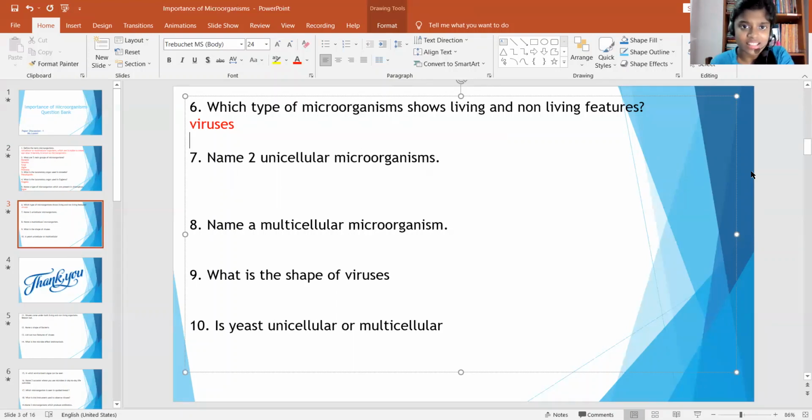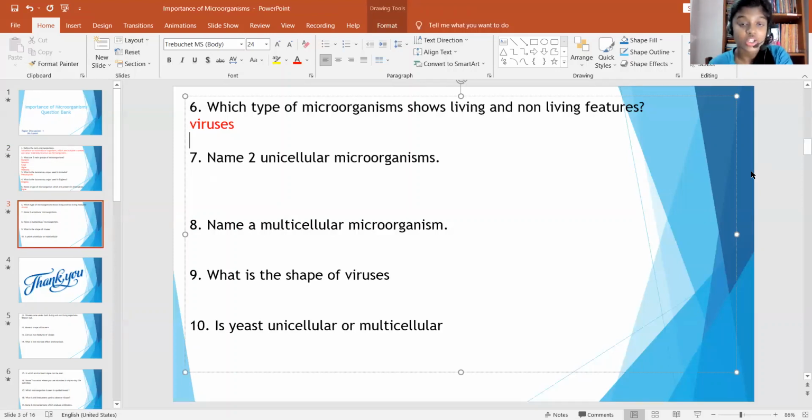What is the living characteristic? Replication. Replication means reproduction. So this virus is a non-living organism in a normal environment, but when it enters a living cell, it shows living characteristics. Therefore, it is a living organism.